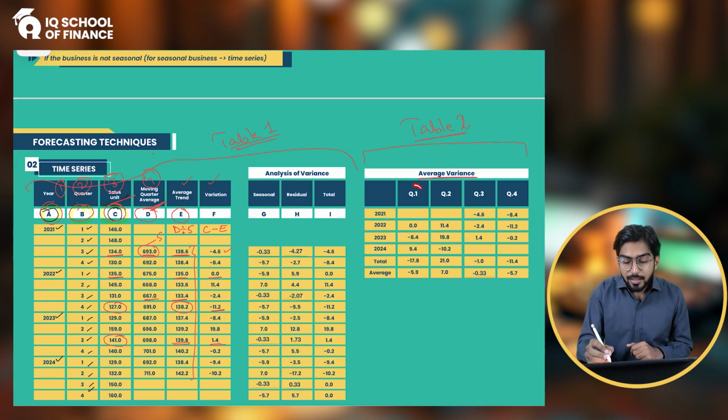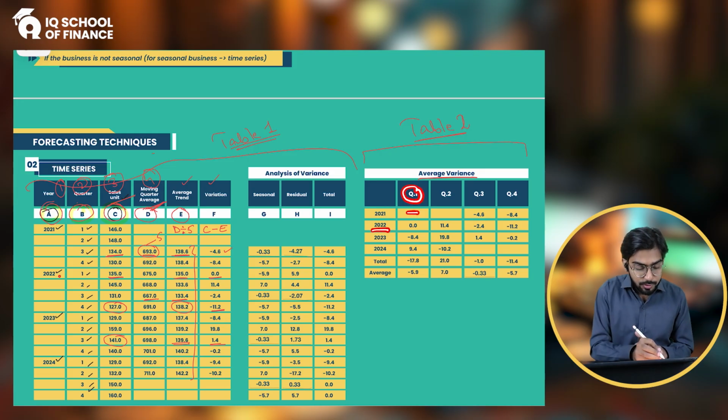Let's see, quarter 1 of 2021. Do we have the variation value of quarter 1 of 2021? No sir, we do not have, so leave it empty. Quarter 1 of 2022: what is the variation value? It's 0. Place 0 here.